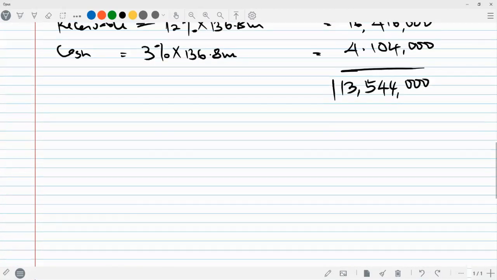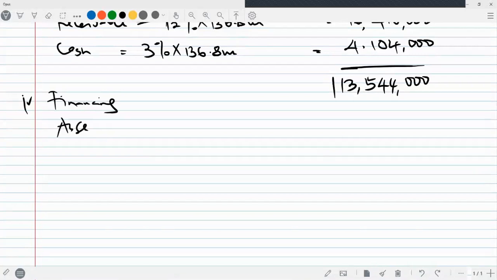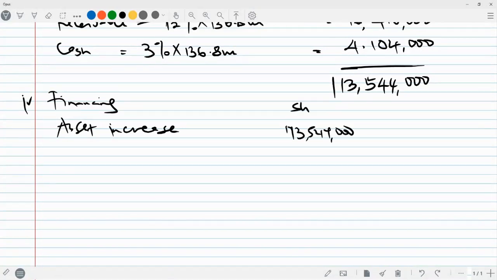Okay, the next step is about financing. So step number 4, financing. The financing for this asset increase will be done through internal sources first. So finance will be done as follows. First is the asset increase, the finance required, which is equal to 113,544,000. This will be financed as follows. First we're going to use our own retained earnings.